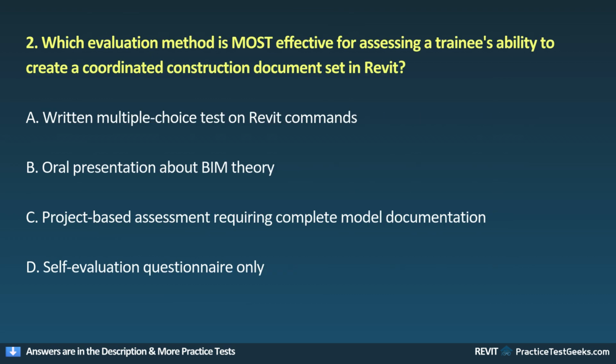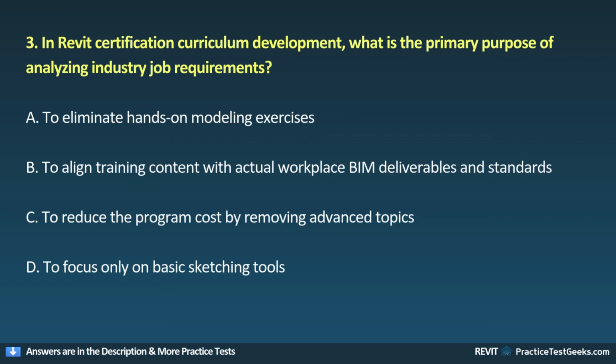2. Which evaluation method is most effective for assessing a trainee's ability to create a coordinated construction document set in Revit? A. Written multiple choice test on Revit commands. B. Oral presentation about BIM theory. C. Project-based assessment requiring complete model documentation. D. Self-evaluation questionnaire only.